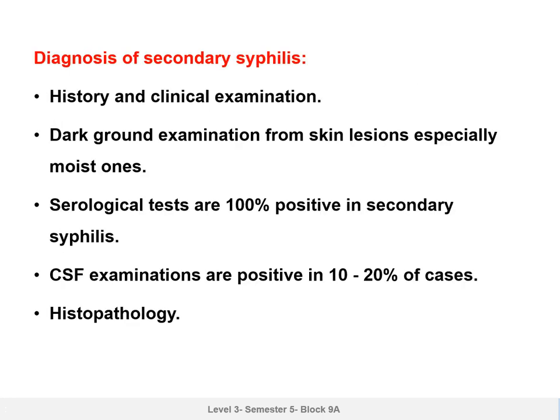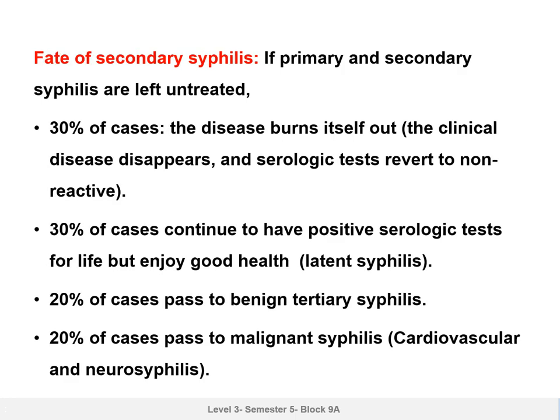Diagnosis of secondary syphilis: history, clinical examination, dark ground examination from the skin lesion, serological tests which are 100% positive, cerebrospinal fluid examination positive in 20% of cases, and histopathology. Fate of secondary syphilis: in 30% of cases the disease burns itself out, called burned-out syphilis, and serological tests revert to non-reactive. 30% continue to have positive serology with good health, latent syphilis; 20% go to benign tertiary syphilis and 20% to malignant syphilis, cardiovascular and neurosyphilis.